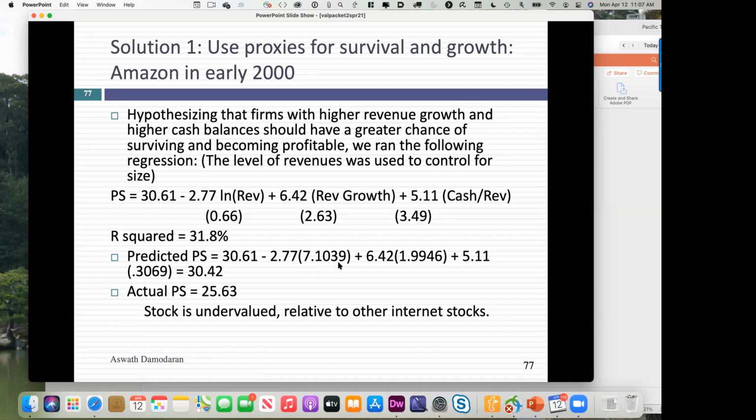I plugged in Amazon's numbers into that regression. I got a predicted price to sales ratio of 30.42. Their actual price to sales ratio is 25.63. Remember I said I did this at the same time that I did my intrinsic valuation of Amazon? You remember my intrinsic valuation of Amazon gave me a value of about $35 per share. The stock was trading at 84, and I concluded the stock was significantly overpriced. At the same time, I'm actually giving you this analysis that suggests that Amazon is actually undervalued. In other words, I'm making the claim that it's both overvalued and undervalued at the same time.